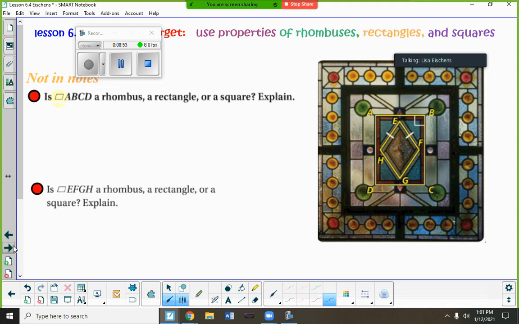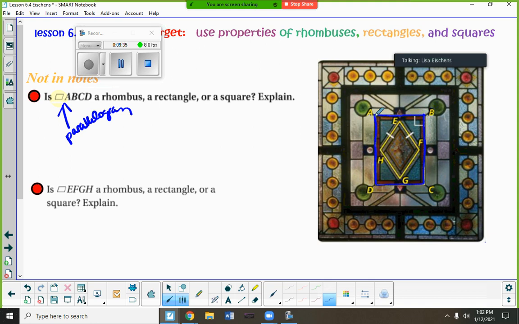All right, so let's look at this example. This is not in your notes, but let's look at this because this is the type of thinking you're going to have to do in this lesson. It says, is parallelogram ABCD a rhombus, a rectangle, or a square? Okay, so here's the thing. That symbol is for a parallelogram, which means that opposite angles are congruent, consecutive angles are supplementary, opposite sides are congruent, so all of that. So looking at ABCD, that's this right here. Is it a rectangle, a rhombus, or a square?